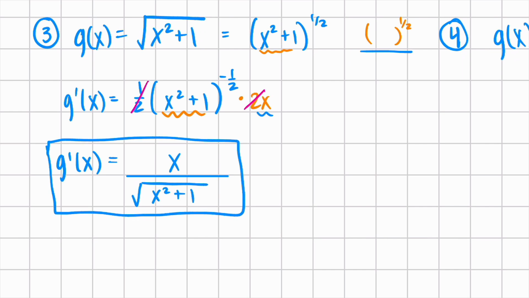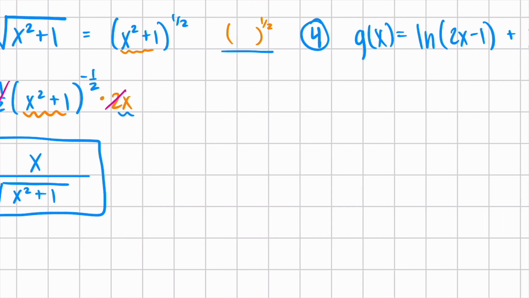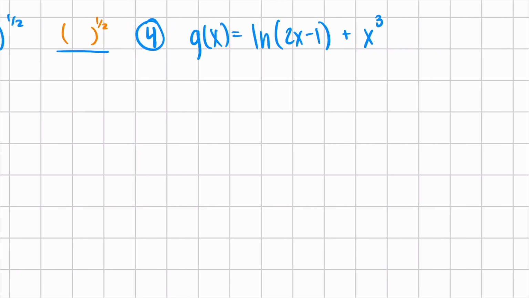That is number 3. Number 4, I have the natural log of 2x minus 1 plus x cubed. So you could have multiple terms for your derivative. This first term needs chain rule, the second one doesn't.